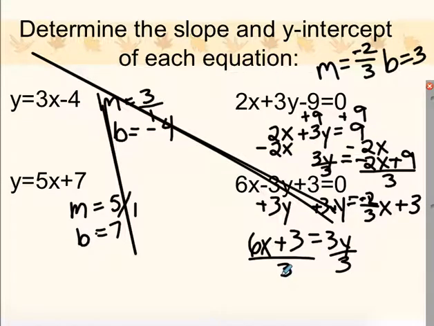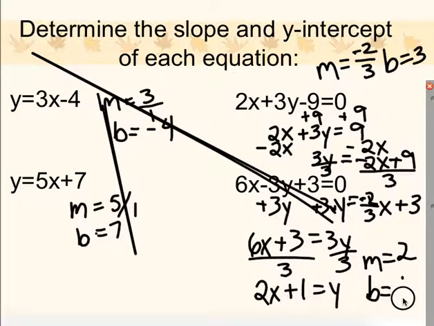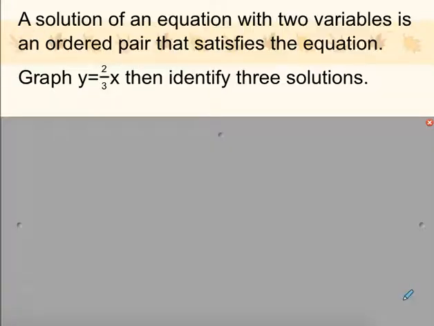And I'll take each term and divide by 3, so I get 6x divided by 3 is 2x, 3 divided by 3 is plus 1, equals y. So my m is 2, and I'll remember to do 2 over 1 when I do my rise over run, and my y-intercept is 1. So remember, when we want slope-intercept form, get y by itself.